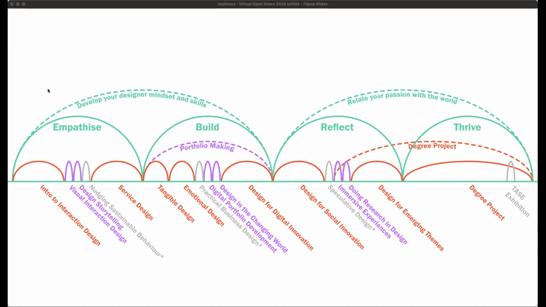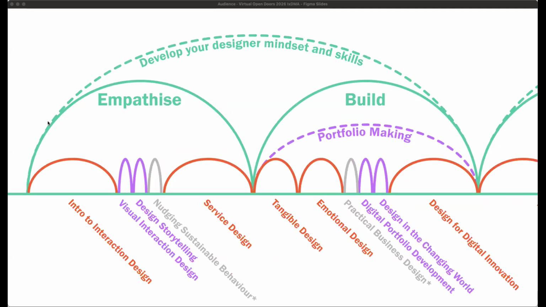So the first year, you develop your designer mindset and skills, the basics, and build the foundations. And then in the second year, you take on more advanced topics. You deal with social innovation and things like that. And you finish by figuring out what kind of designer you actually want to be once you grow up. So the very beginning, the first year, the first semesters are called Empathize and Build.